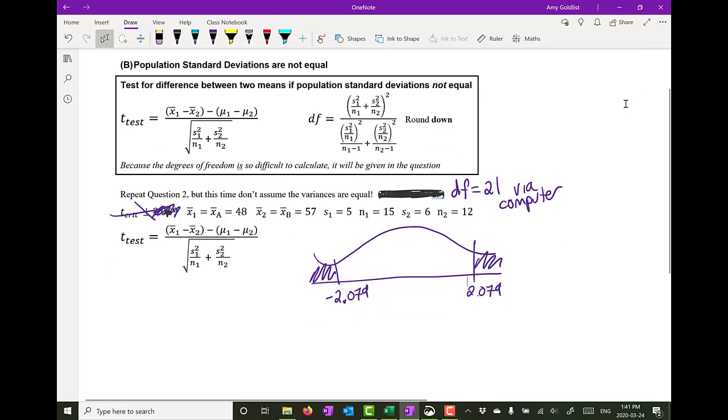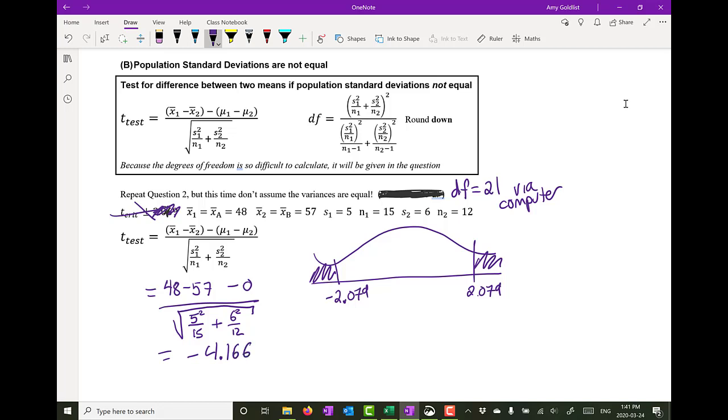For the test, we're just going to run this through the exact same way we did before and put in what our hypothesized means are. 48 minus 57, that part is still 0. And now, instead of pooling the variances, we're looking at them as separate objects. So S1 squared is 5 squared over 15 plus 6 squared over 12. And at the end, what we end up with here is negative 4.166. Putting that on our chart, we end up with the same answer. We're going to reject. So let's look at this data a little more carefully.